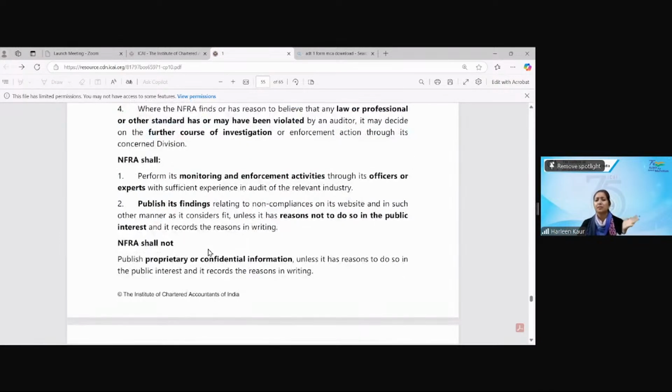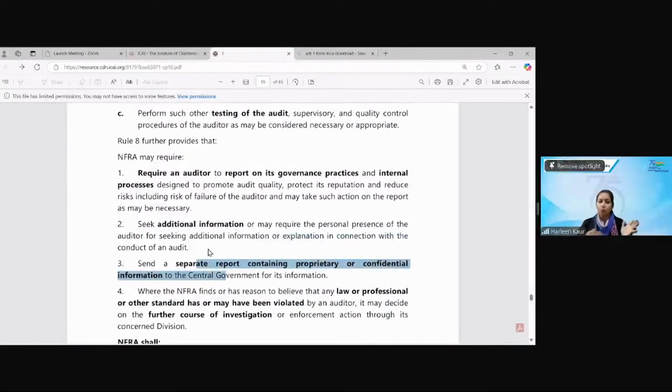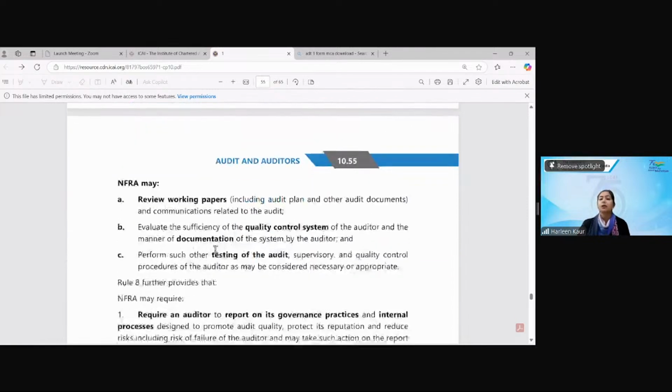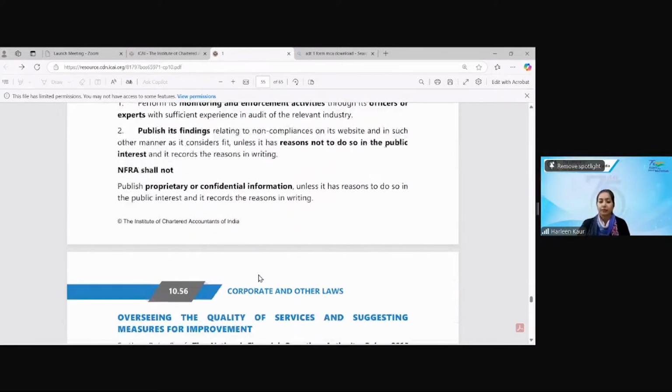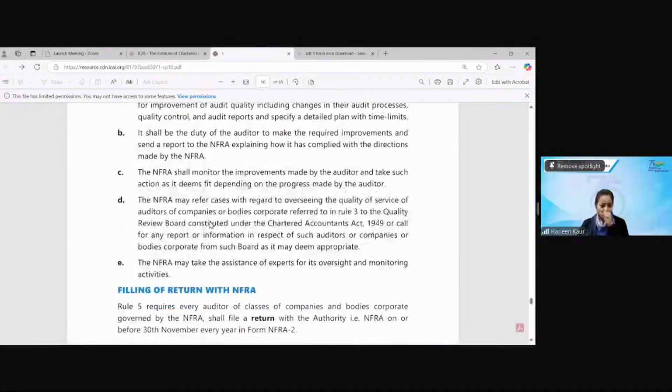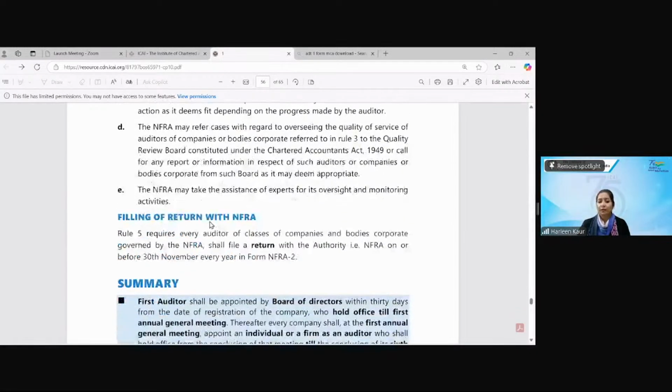So these are just the basic points, children, that you need to go through once. It's not mandatory to learn it, but since it is part of your syllabus, the NFRA is a very important authority body which is helping us to regulate the rules related to the auditing standard. So you must go through it. Just give it a fair reading, okay? So after that, they have to see the quality of services, and if there is any scope for improvement, they will provide for that also.